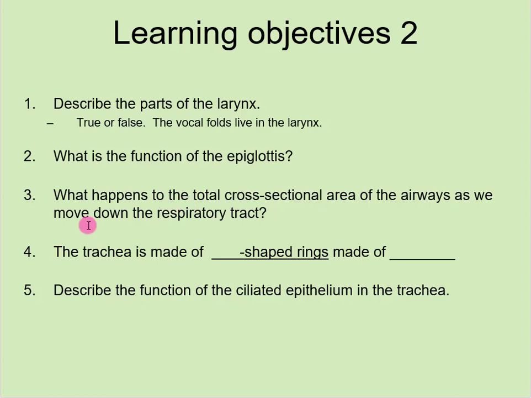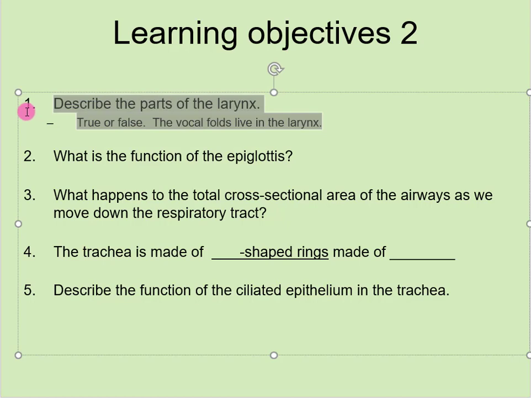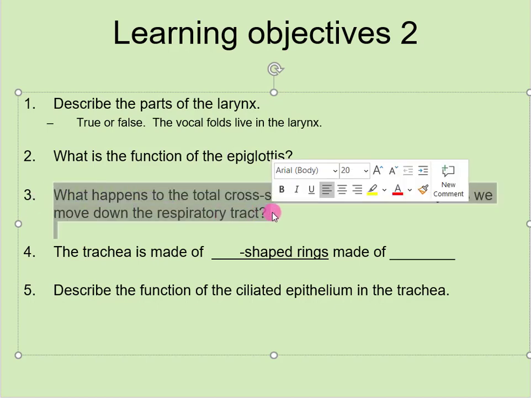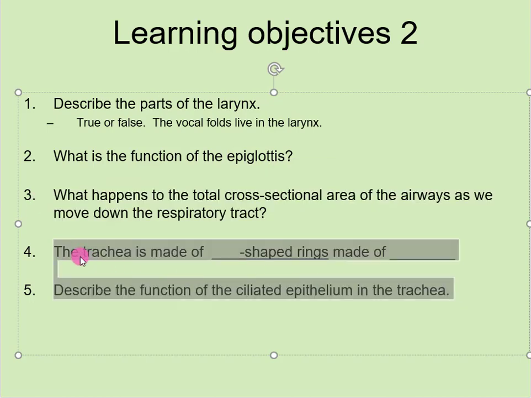This is video number 2 in the series on the respiratory system. So in this one, we want to open up with talking about the larynx and certain parts of the larynx, including this thing called the epiglottis. We want to talk about total cross-sectional area of the airways as we move down the respiratory tract, and then finally spend a little bit of time on the trachea itself.